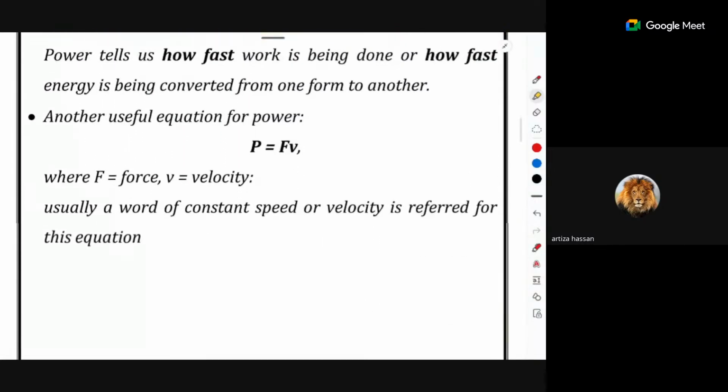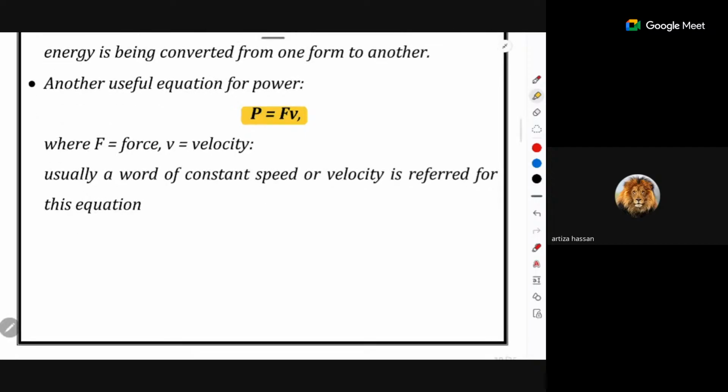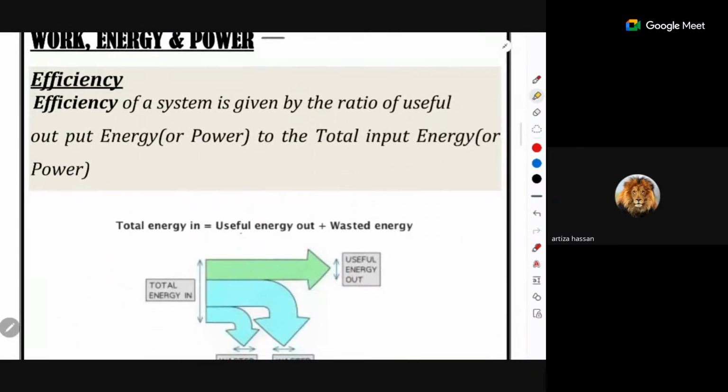One more formula I would request you to recall: power can also be calculated by how fast an object is moving under the application of a force. For example, if you apply a force on an object, and that object travels a distance d in time t, then power is F into V, where F is the force and V is the velocity. So this is just a simple concept.